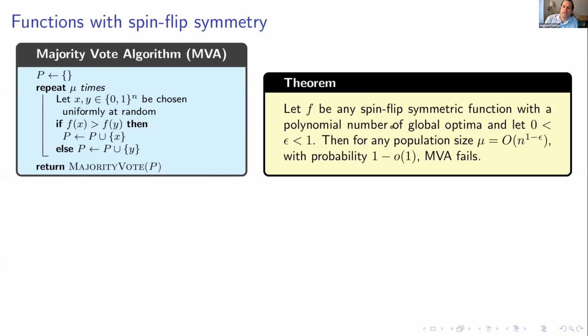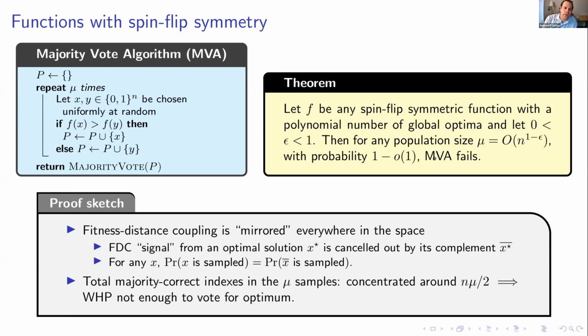function that has a polynomial number of global optima, then for population sizes bounded by n to the 1 minus epsilon, where epsilon is some value between 0 and 1, then with probability approaching 1, the majority vote algorithm is going to fail. And the idea is pretty straightforward. If you think about what happens under spin-flip symmetry, if you have any kind of signal, any kind of fitness distance coupling from an optimal solution, it's always going to be canceled out exactly by its complement.